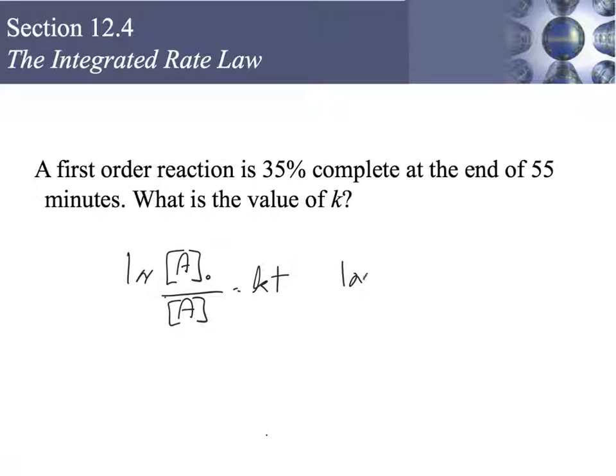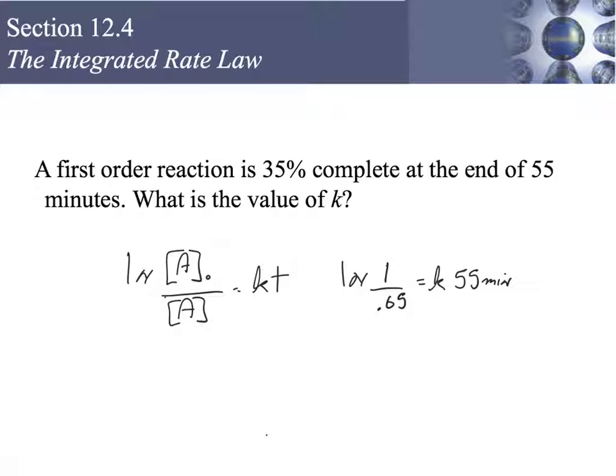We aren't told about the initial concentration, but we will assume, given the problem, that it's 100%. It doesn't really matter, but let's just call that 1. If it's 35% complete, that means it's 65% incomplete, so you have 0.65 left. We're trying to solve for k, and we also know that time is 55, and I'll put minutes down there.